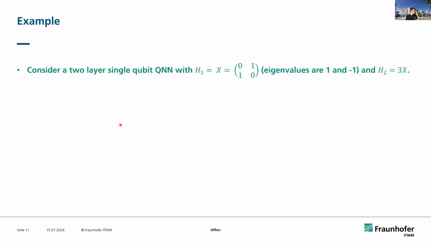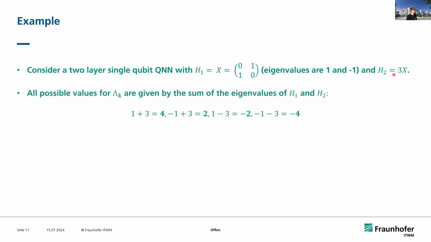Let us make a small example. Say you have a 2-layer, single-qubit QNN. Then you have 2 generators. Let's say the first one is the Pauli operator X. That's this matrix here, and it has eigenvalues 1 and minus 1. And let's say H_2 is 3 times X. Let us then compute all possible values for capital Lambda. As a reminder from the previous slide, capital Lambda are just all possible sums of eigenvalues of H_1 and H_2. H_1 has, for example, eigenvalue 1, and H_2 has, for example, eigenvalue 3, so capital Lambda could be 4. You can now compute all 4 possible combinations: minus 1 plus 3 is 2, 1 minus 3 is minus 2, and minus 1 minus 3 is minus 4.